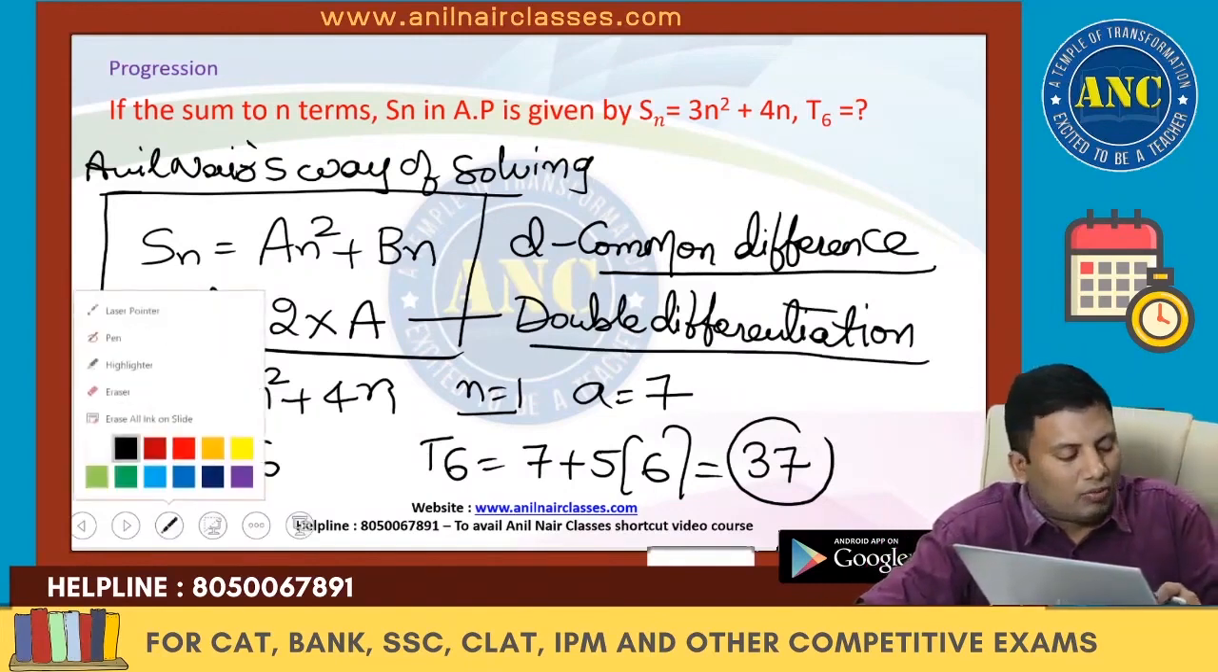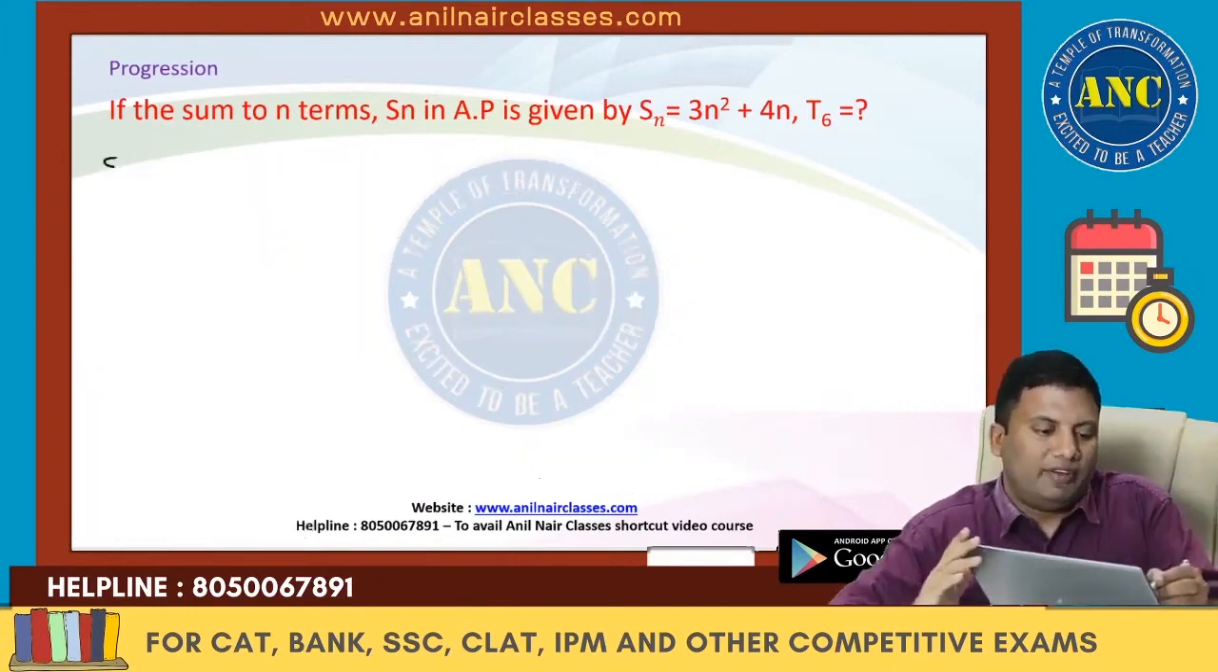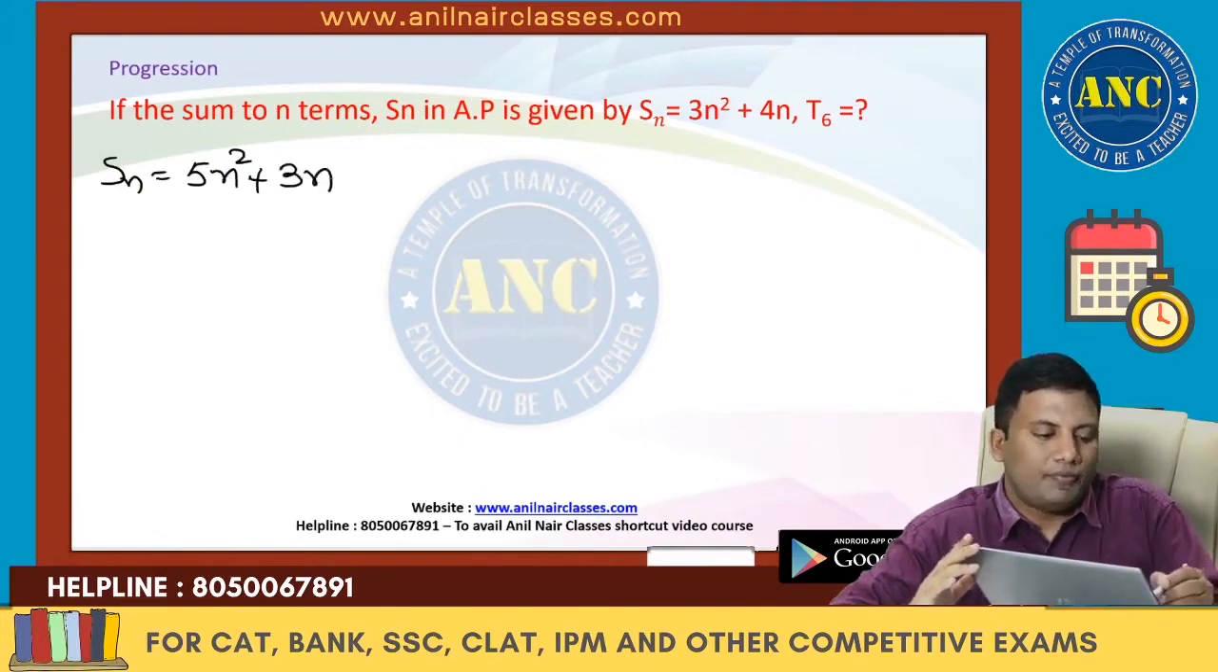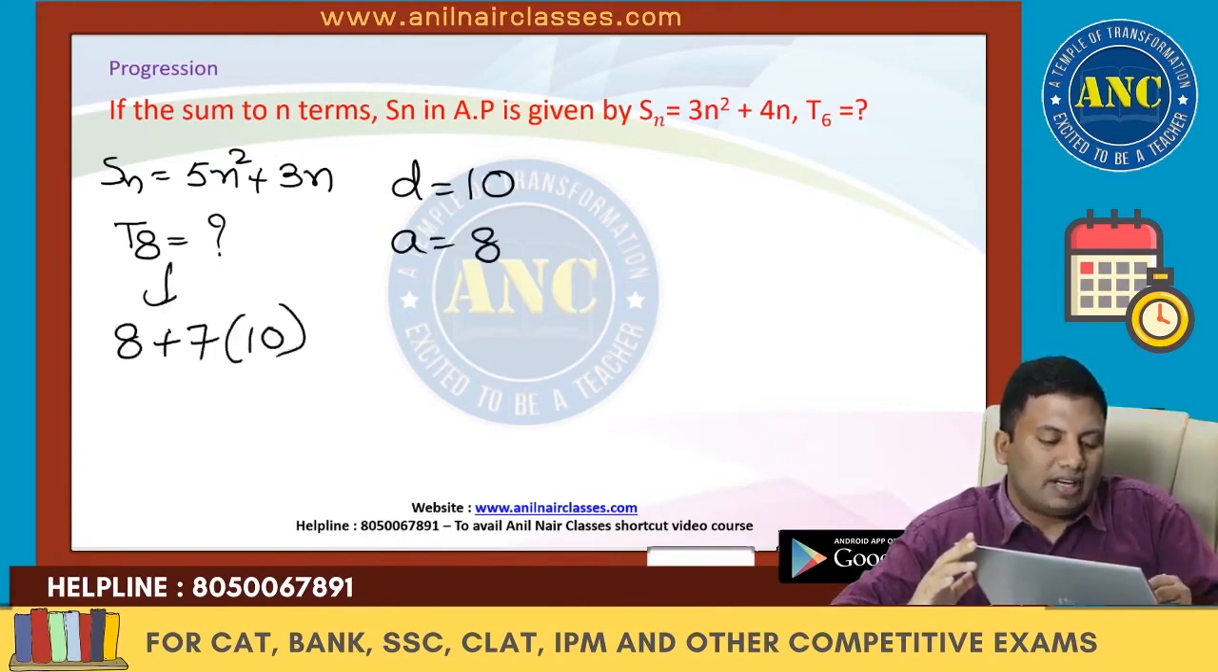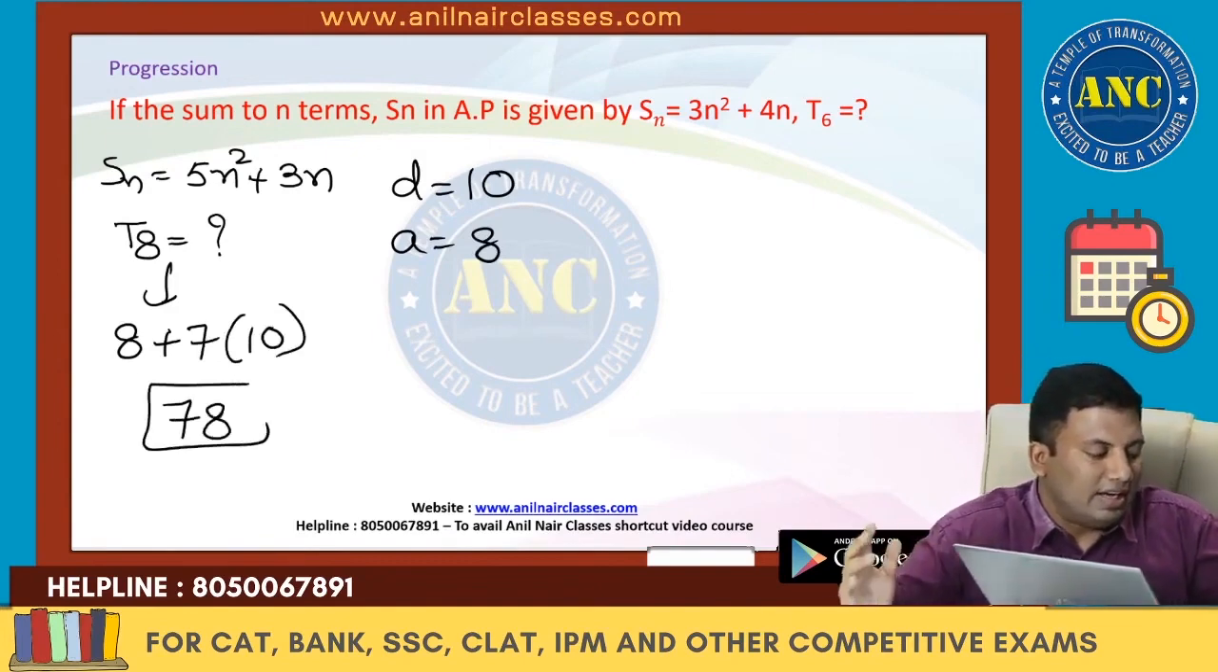Please write down one more question. If Sn is 5n square plus 3n, what is T8 value? Directly you will get D is nothing but 10, A is nothing but 8. T8 is nothing but lowest value plus 7 gaps. So answer for this question is 78.